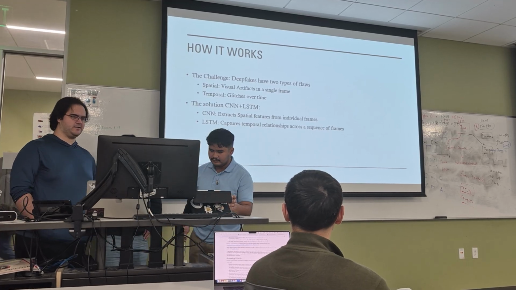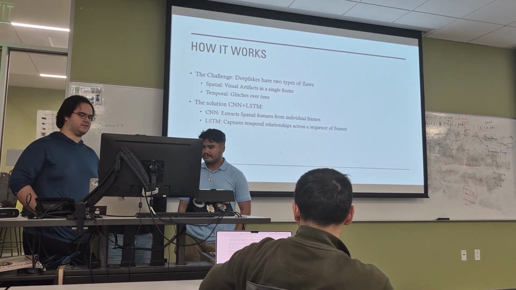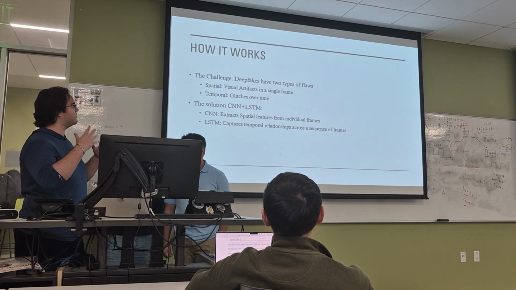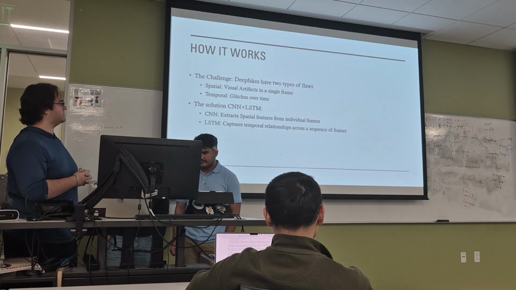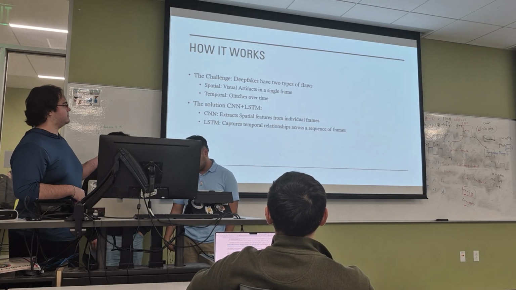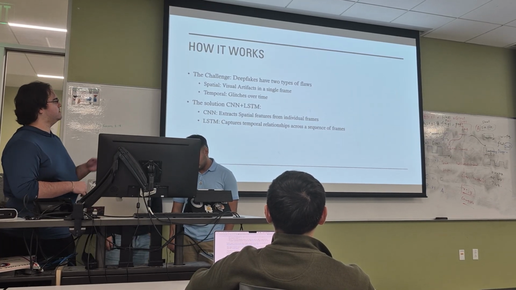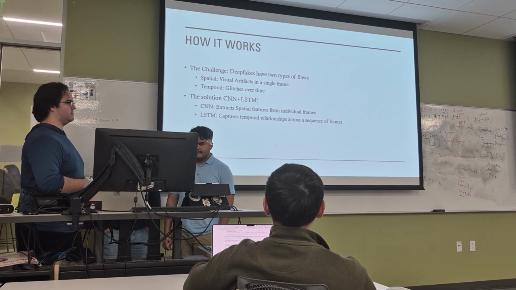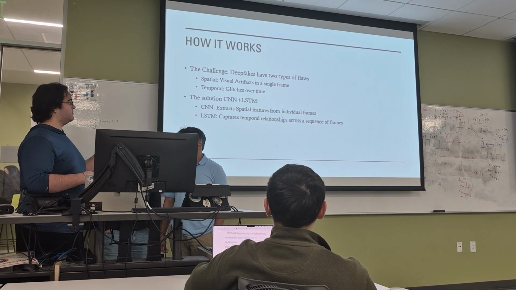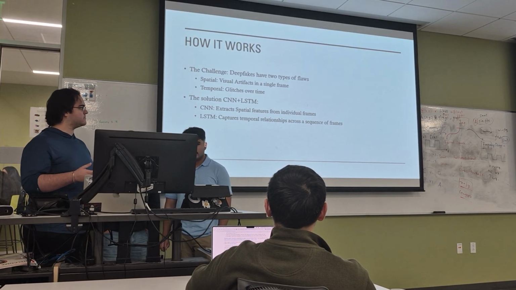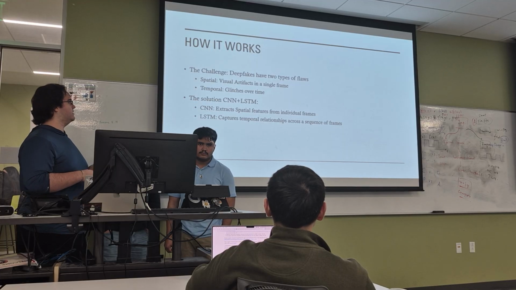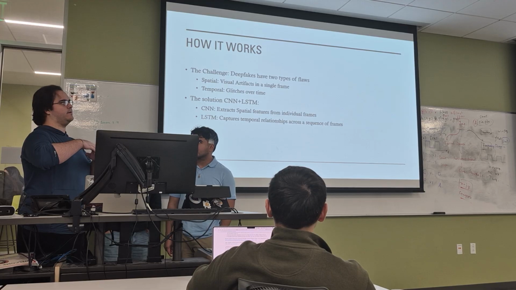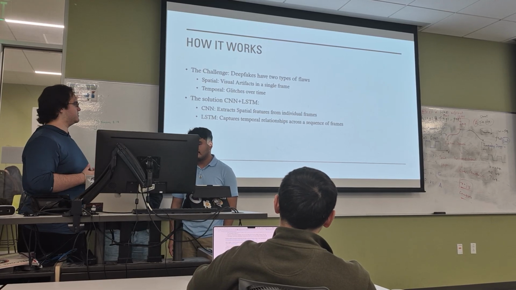The main challenge was that deepfakes have many flaws, but we focused on two main ones: spatial artifacts, or spatial features, which are visual artifacts that we can see in a single frame, and temporal features, which happen over time. So we use the CNN to extract the spatial features from individual frames, and then we pass those features through the LSTM so it can analyze the relationship between frames.